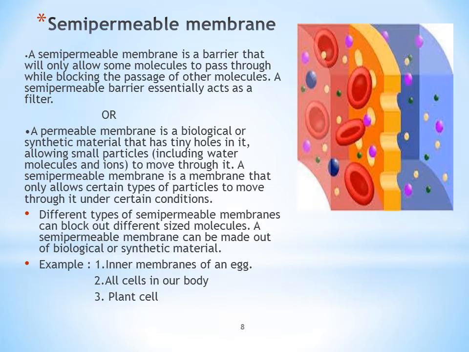There are a number of examples of semi-permeable membrane. I have tried to list some of them here. The inner membrane of an egg, the whiter layer of the egg. Another example is all cells present in our body. Another example is all the plant cells available in nature that act as a semi-permeable membrane.